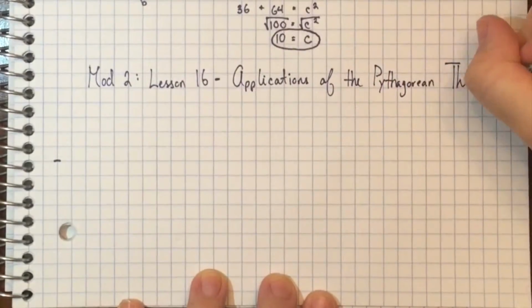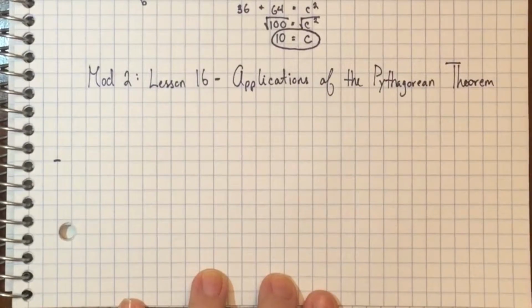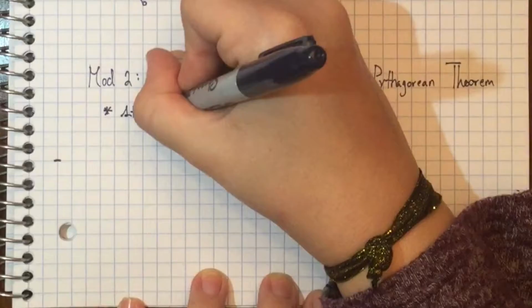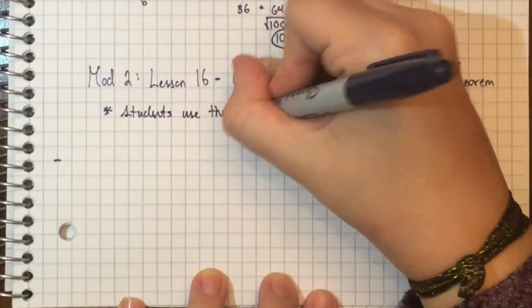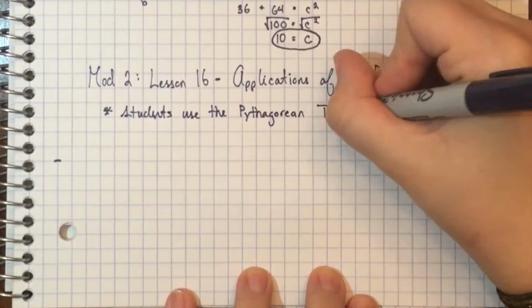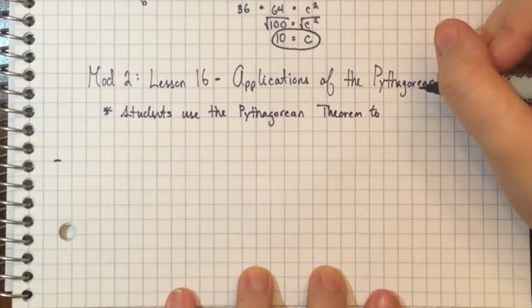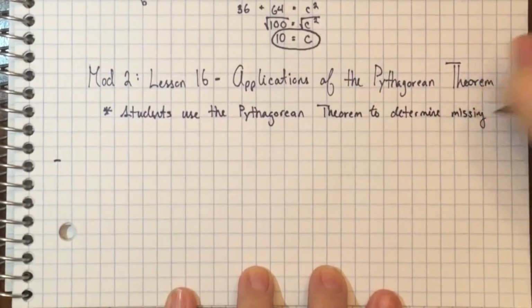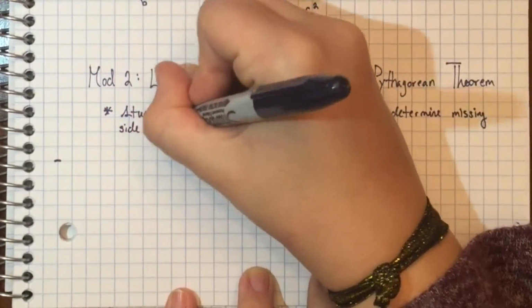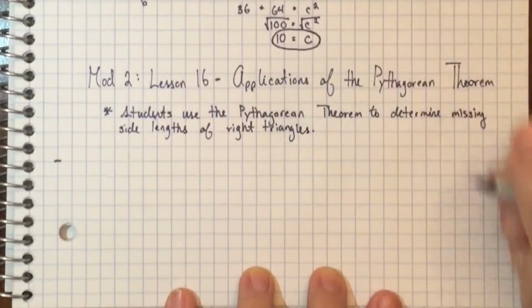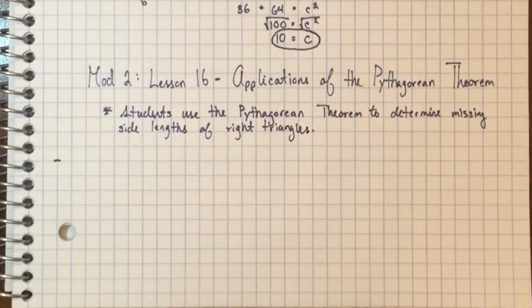Module 2, Lesson 16 is about the application of the Pythagorean theorem, which means we can use this an awful lot in the real world. So students are going to use the Pythagorean theorem to determine missing side lengths of right triangles. And that can be right triangles like a picture, like we normally see, or right triangles we find in the real world.